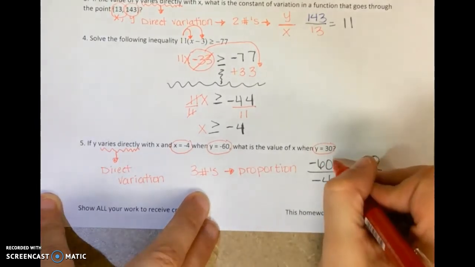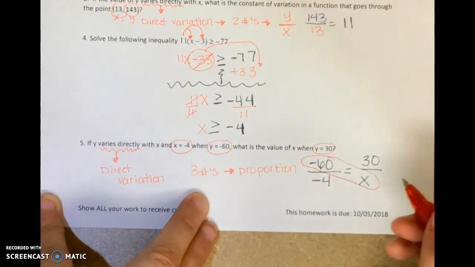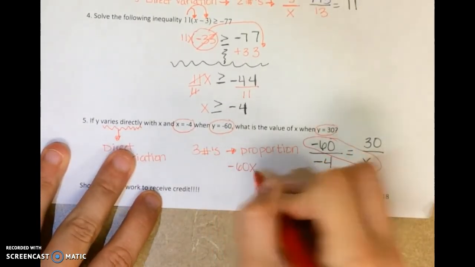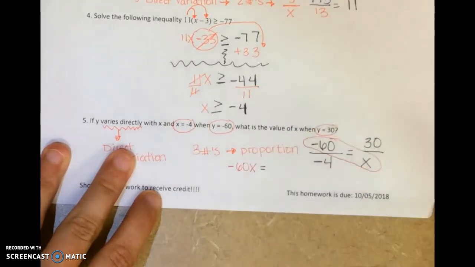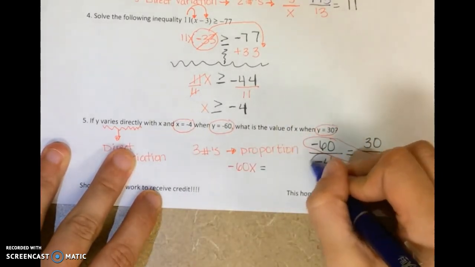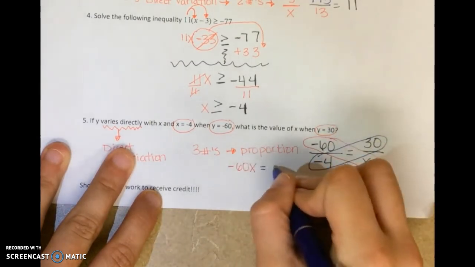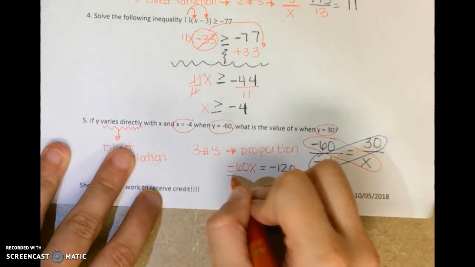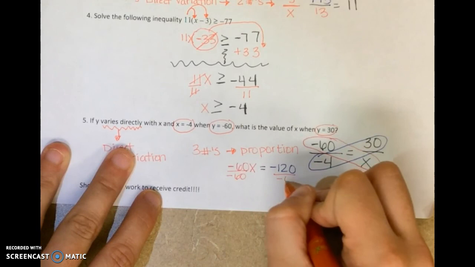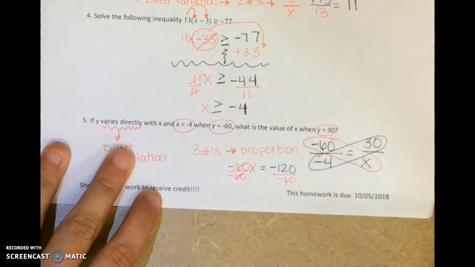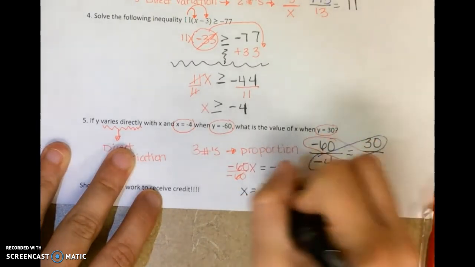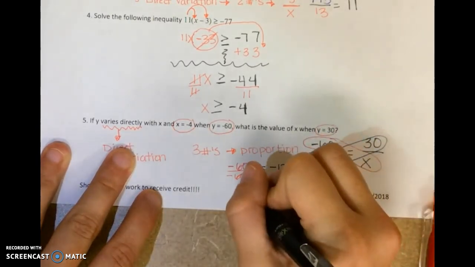Cross multiply. Negative 60 times x. You end up with negative 60x equals negative 4 times 30. You end up with negative 120. And then in order to get the x by itself, you're going to have to divide by negative 60, divide by negative 60, and you get x equals 2. And that is the answer.